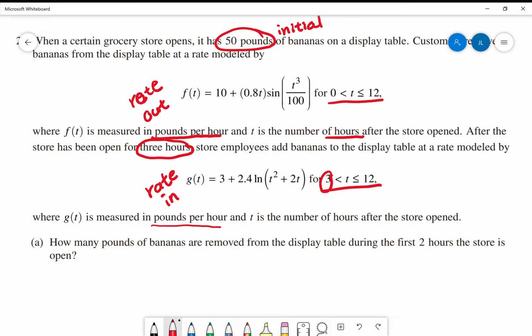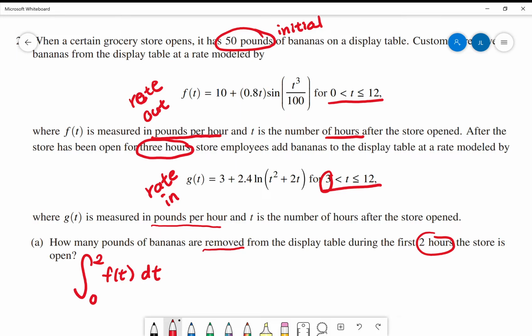So part A: how many pounds of bananas are removed from the display table during the first 2 hours the store is open? "How many" in a net change problem should definitely signal an integral. So you want to set up your integral right away anytime you're looking for the amount of something. Now, during the first 2 hours, you're going to start from t equals 0 up to 2. That is your time frame. And because you're removing bananas, you want to use the correct function, which represents the rate at which bananas are being removed. In this case, that is f of t. Close it off with dt.